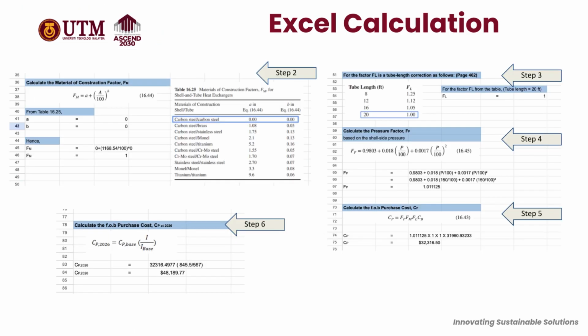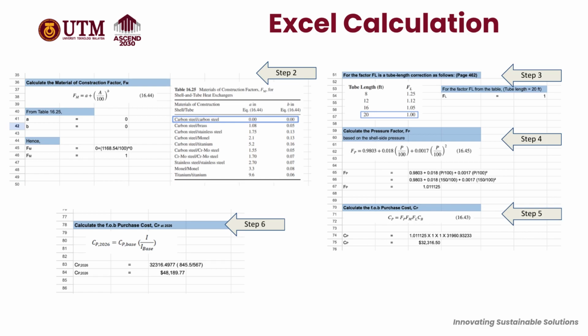Next, for step 2, we determine the material construction factor, which depends on the material selected. We refer to the standard table and input the corresponding value into the Excel from table 16.25. In step 3, where we calculate the length correction factor, we use the given tube length and apply the appropriate formula in the Excel. From the table, we can find it in the book, page 462.